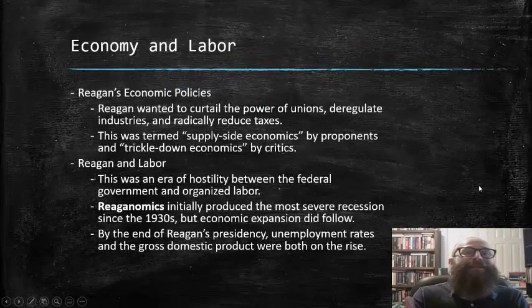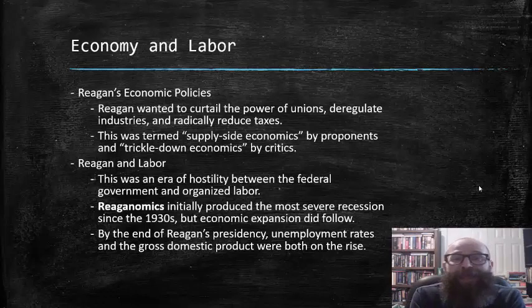When it came to economic policies, Reagan wanted to curtail the power of unions, deregulate industries, and radically reduce taxes. This was termed supply-side economics by proponents and trickle-down economics by critics. The idea was that the more money that those at the top saved, the more money they would have to invest in American business and the economy, including in wages for workers.